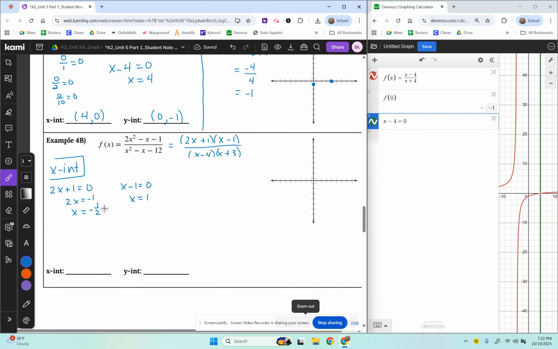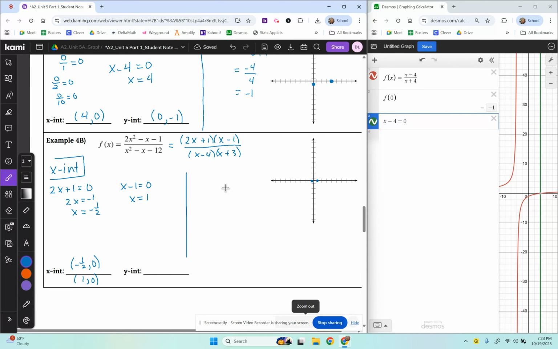So this tells me I have two intercepts. I have one of them at -1/2. I'm going to have to estimate because my graph is really small. And the other one is at x equals 1. And then I'm going to write my points down here for clarity.